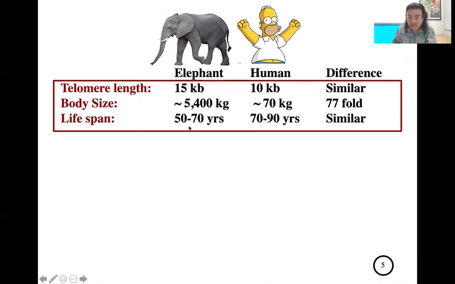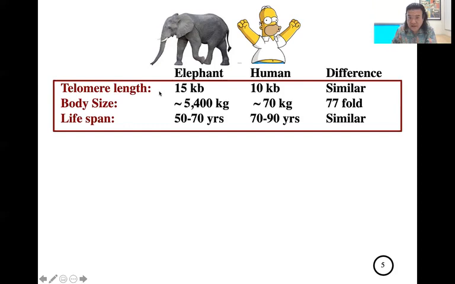Let's look at the lifespan. An elephant lives for about 50 to 70 years. We live 70 to 90 years. So it's pretty similar, right? The lifespan of the elephant is about the same as a human. That means a similar length of time to build up potentially deleterious, transforming mutations in the genome. The body size of an elephant, though, is 77 times larger, so that's way more cells that potentially could transform.